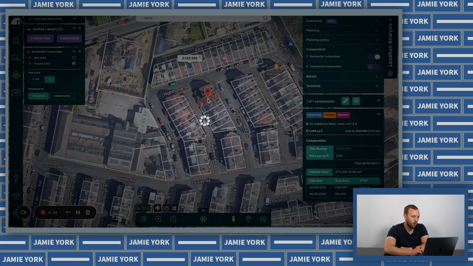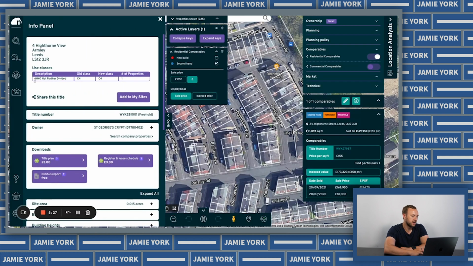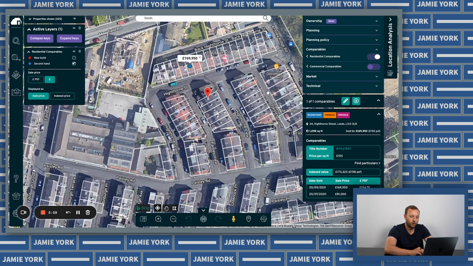So say I was looking at this property here, which I can see is a HMO. It's not divided, so it's a C4 use. Now that's interesting. The owner of that property is St. George's Crypt. St. George's Crypt is a charity for the homeless. So very interesting find there, by the way, because what that indicates is more than likely that is a HMO for homeless individuals. So it's a social housing property, which is, by the way, a really great investment as well as helping out individuals. Side note there. So I can see that from my comparables.